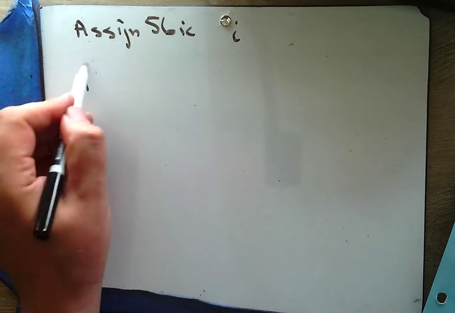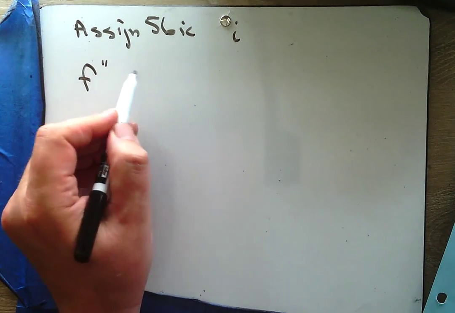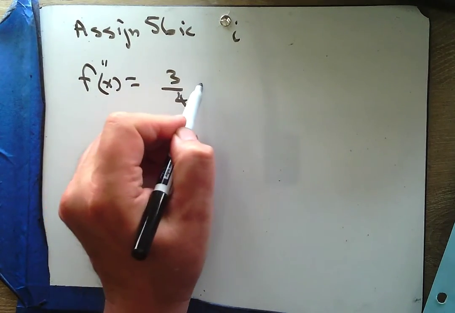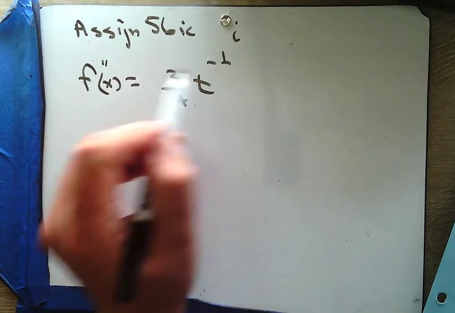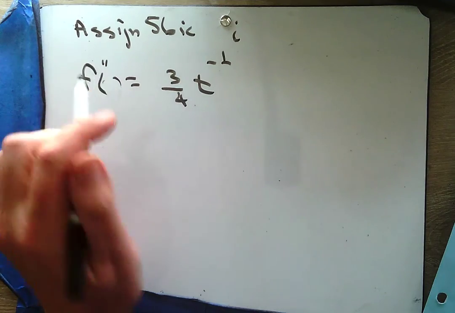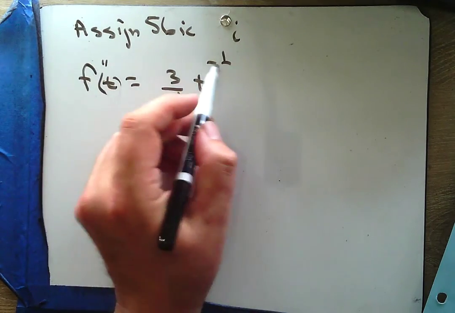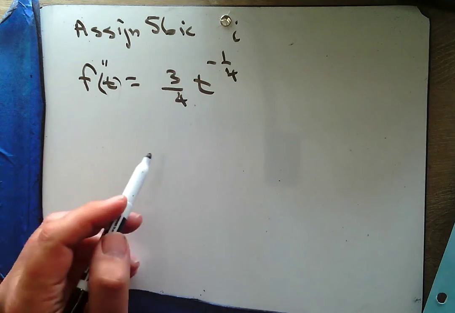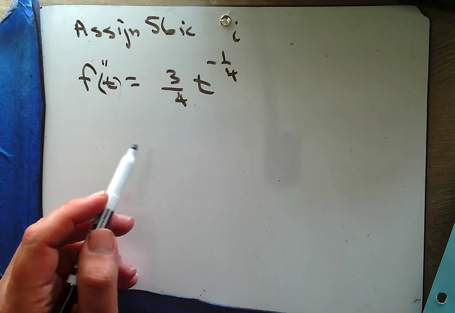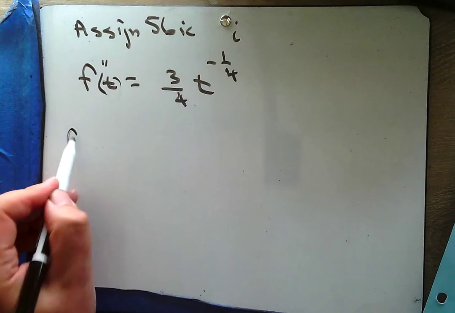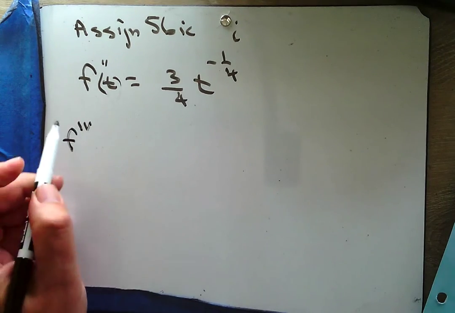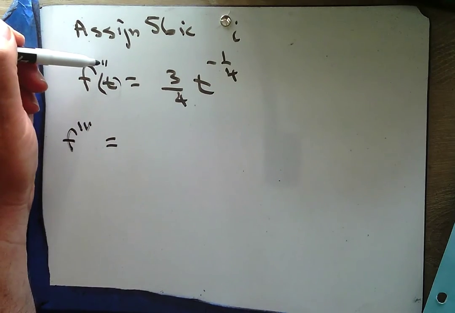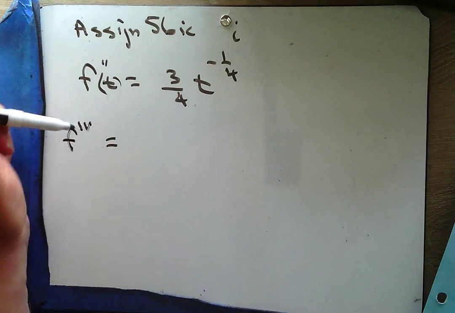Right. Let's talk about antiderivatives. If f double prime of t is 3/4 t to the negative 1/4, what can we say about f to the fourth? This is second derivative. This is fourth derivative.